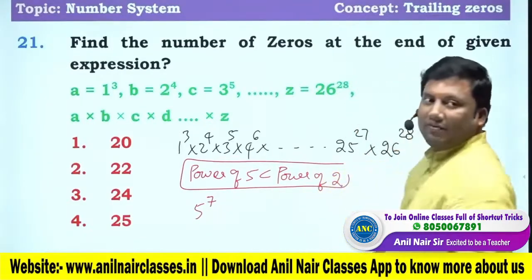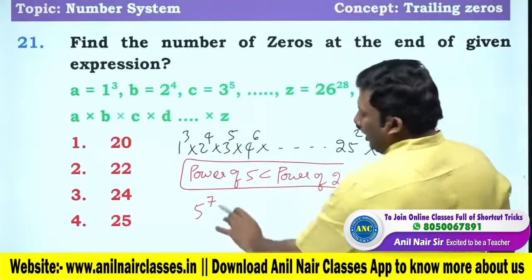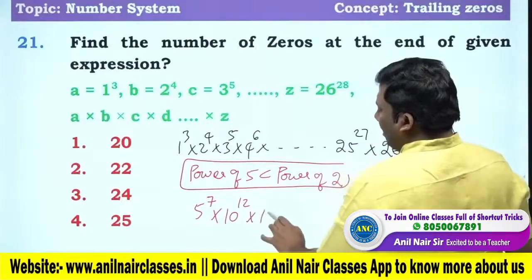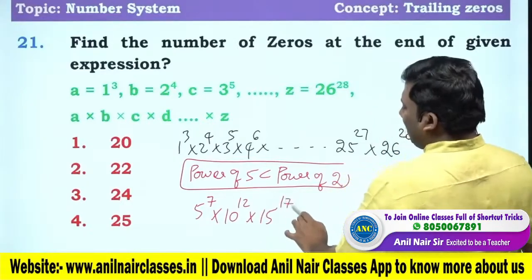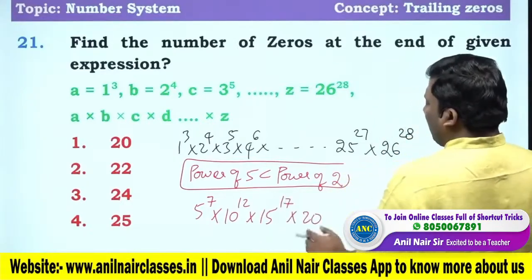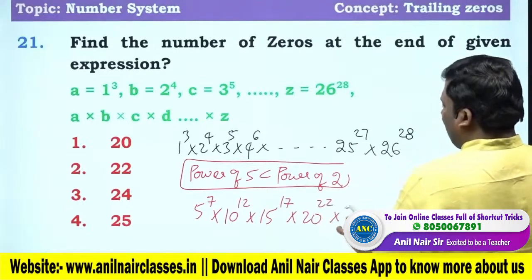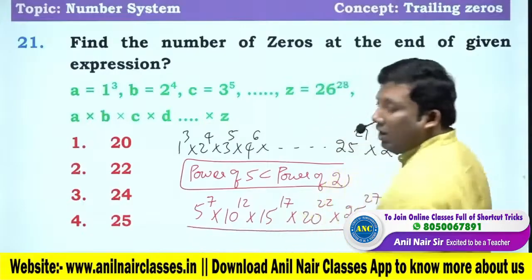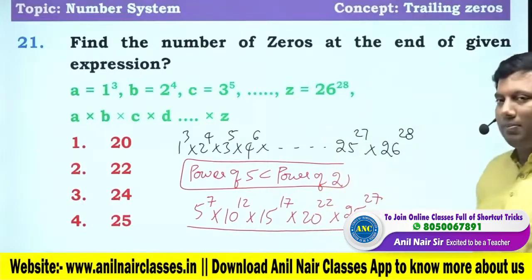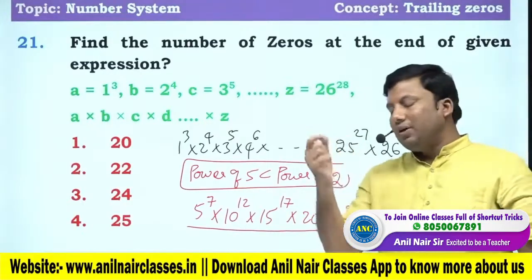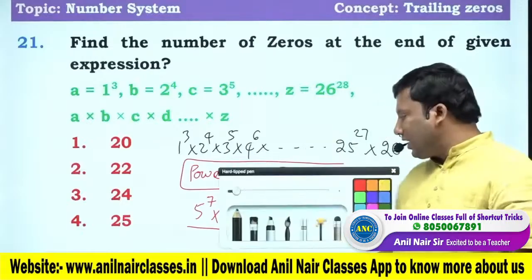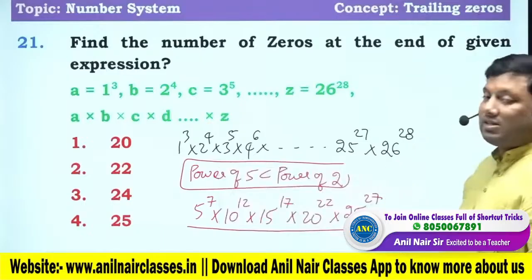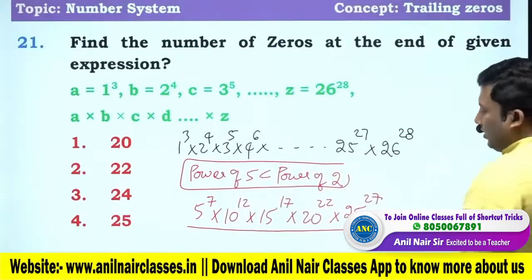5 power 7. There is an increase of 2. Again there is an increase of 2 in the power. 10 power 12, 15 power 17. Next it will be 20 power 22. Next it will be 25 power 27. Only get the answer from these numbers. Every fifth term is a power of 5. Every second term is a power of 2. So the power of 5 will be less than the power of 2.